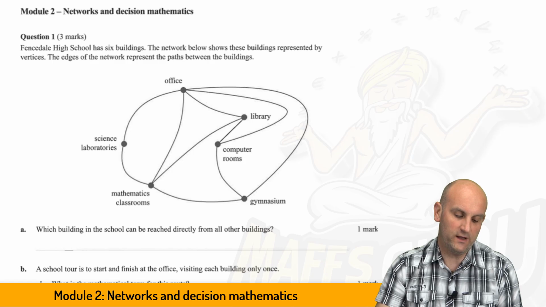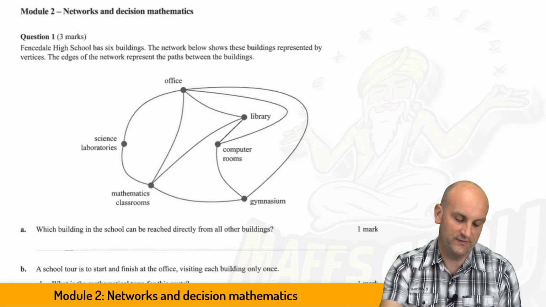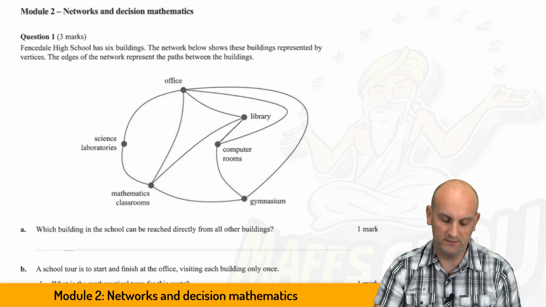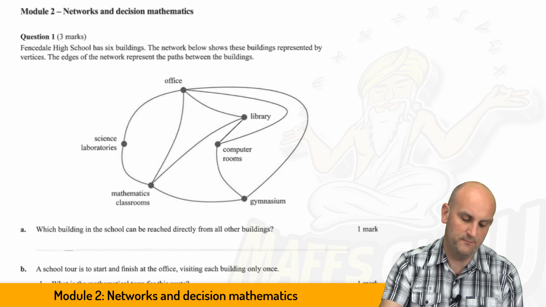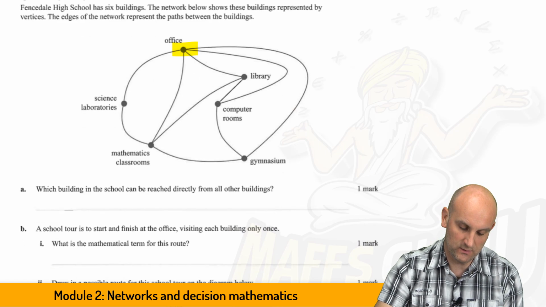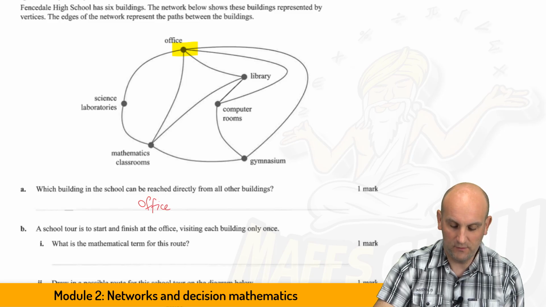Right, Fensedale High School has 6 buildings. The network below shows these buildings represented by vertices. The edges of the network represent the paths between the buildings. Which building in the school can be reached directly from all other buildings? Actually, it is the office. Thank you very much. That was a nice one. So I just wrote office and moved on.